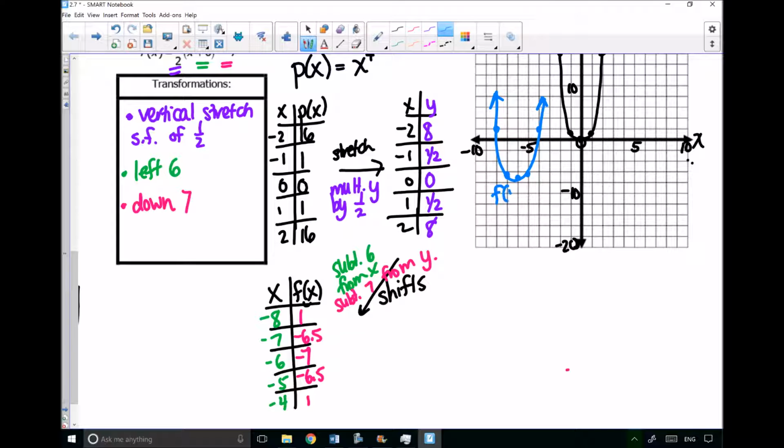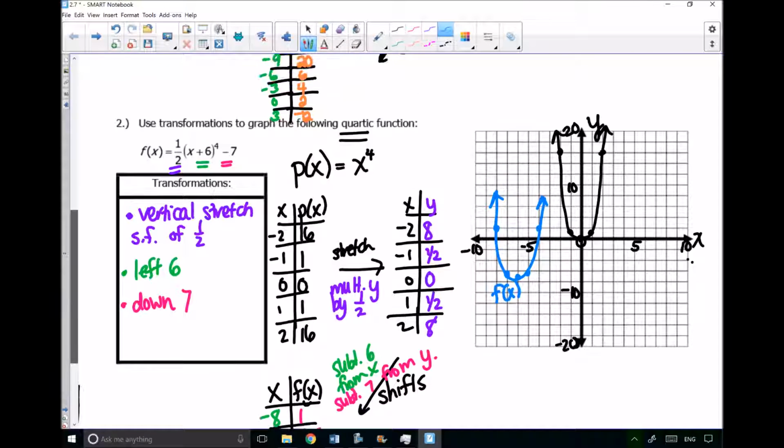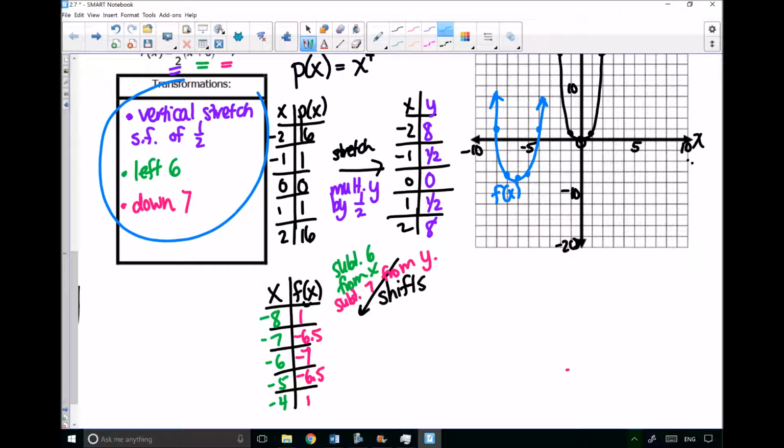Okay, so this right here is my f of x. And these transformations definitely look like they have happened to this graph right here.